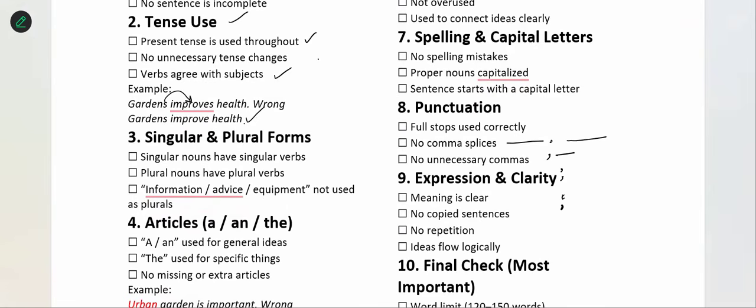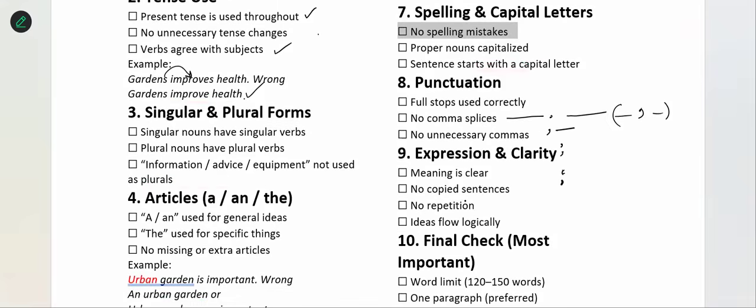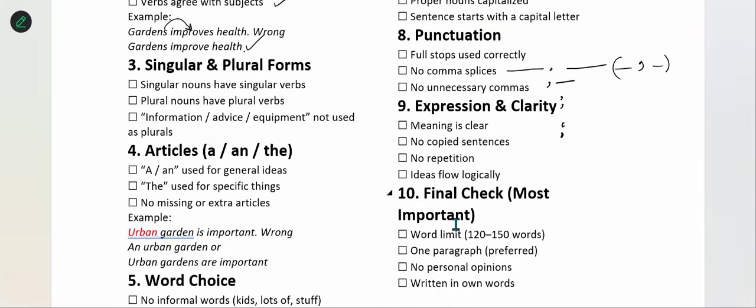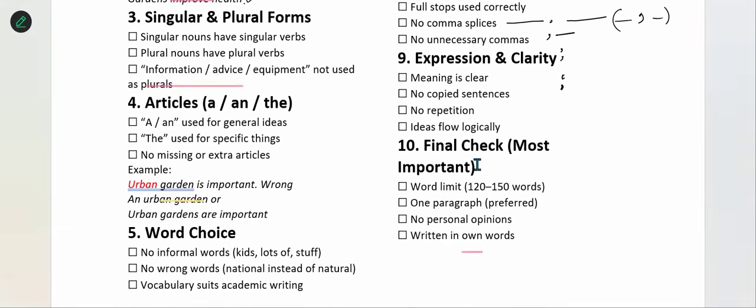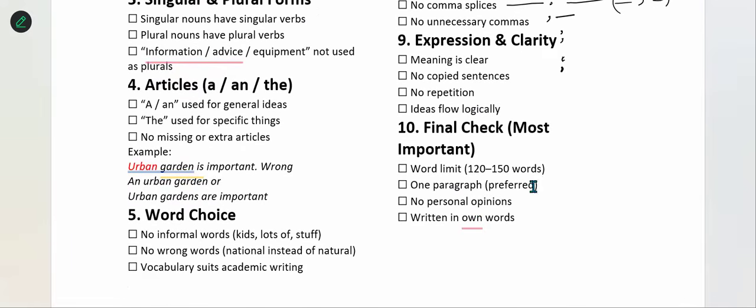Remember? If you haven't used any of these and you just put a comma to join two independent clauses, you are making what is called a comma splice mistake. See, okay, so no unnecessary commas is also mentioned over there. Expression and clarity: meaning is clear, no copied sentences, no repetition, ideas flow logically. And the last one, final check, most important: word limit 120 to 150.